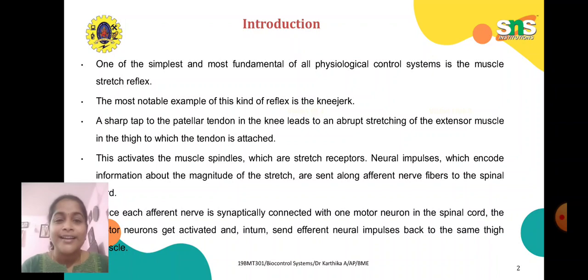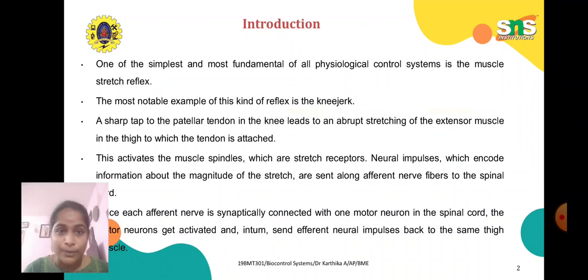See here, one of the simplest and most fundamental of all physiological control systems is the muscle stretch reflex. And the most notable example of this kind of reflex is the knee jerk. A short tap to the patellar tendon and the knee leads to an abrupt stretching of the extensor muscle in the thigh to which the tendon is attached.